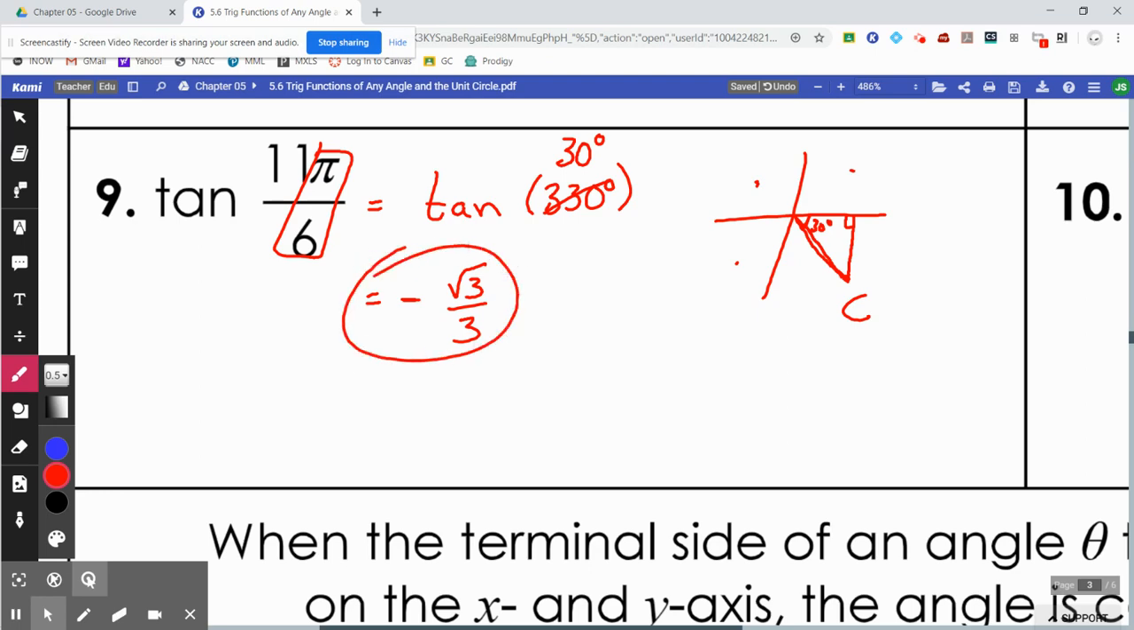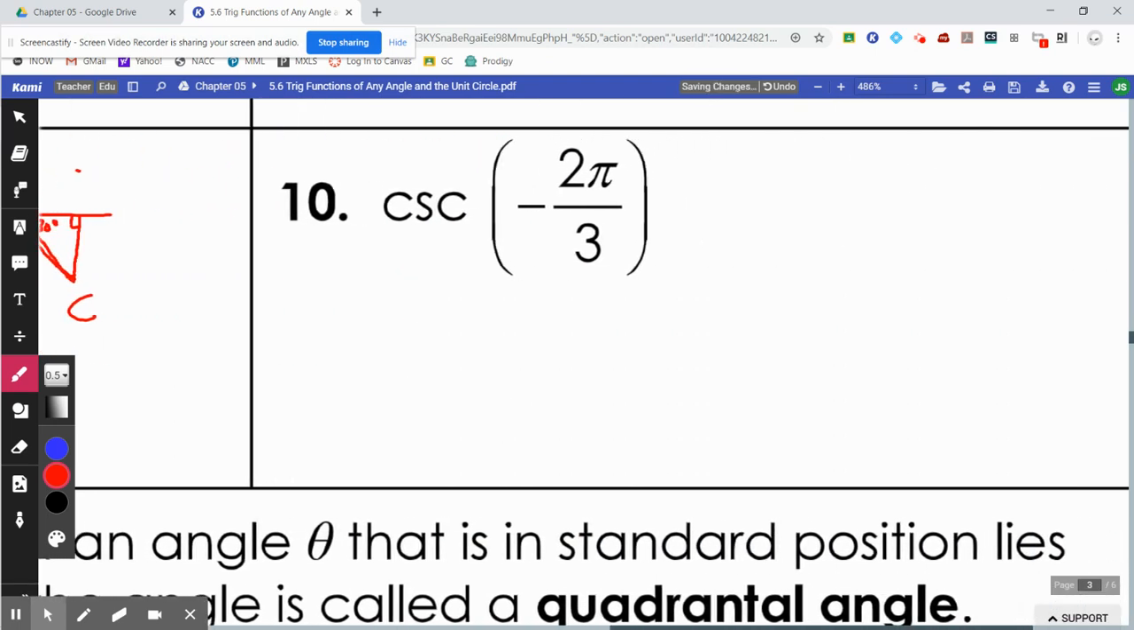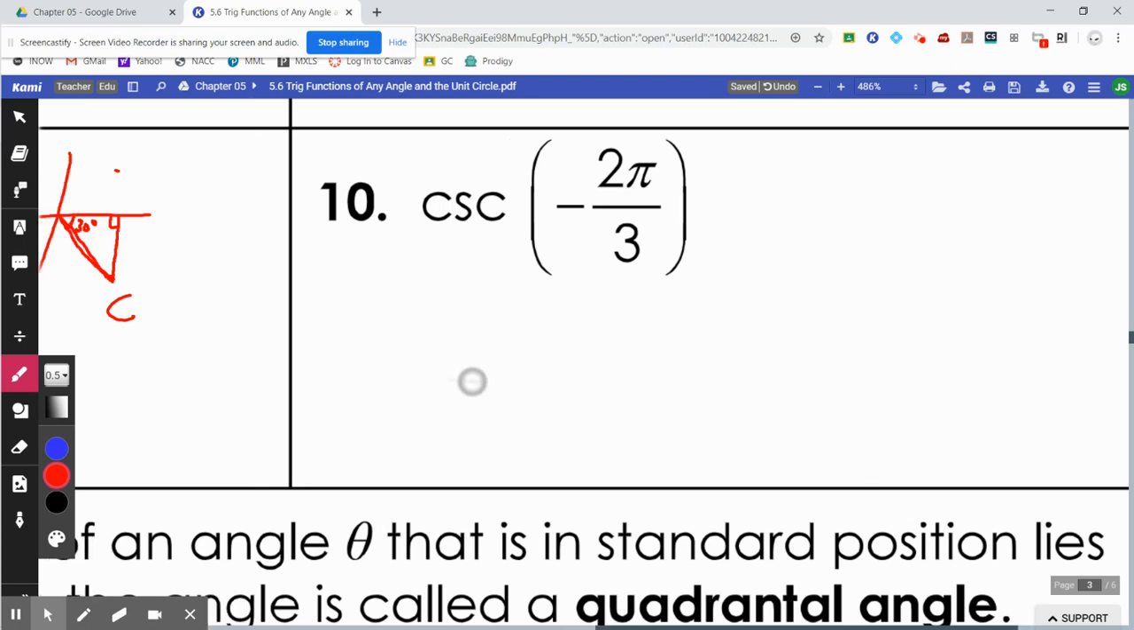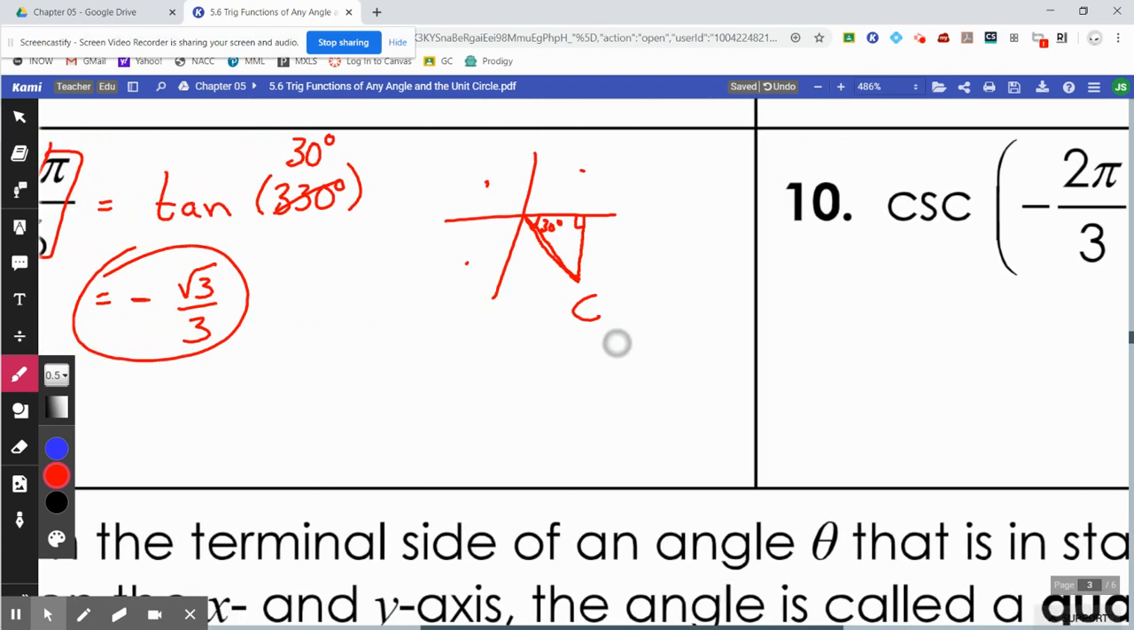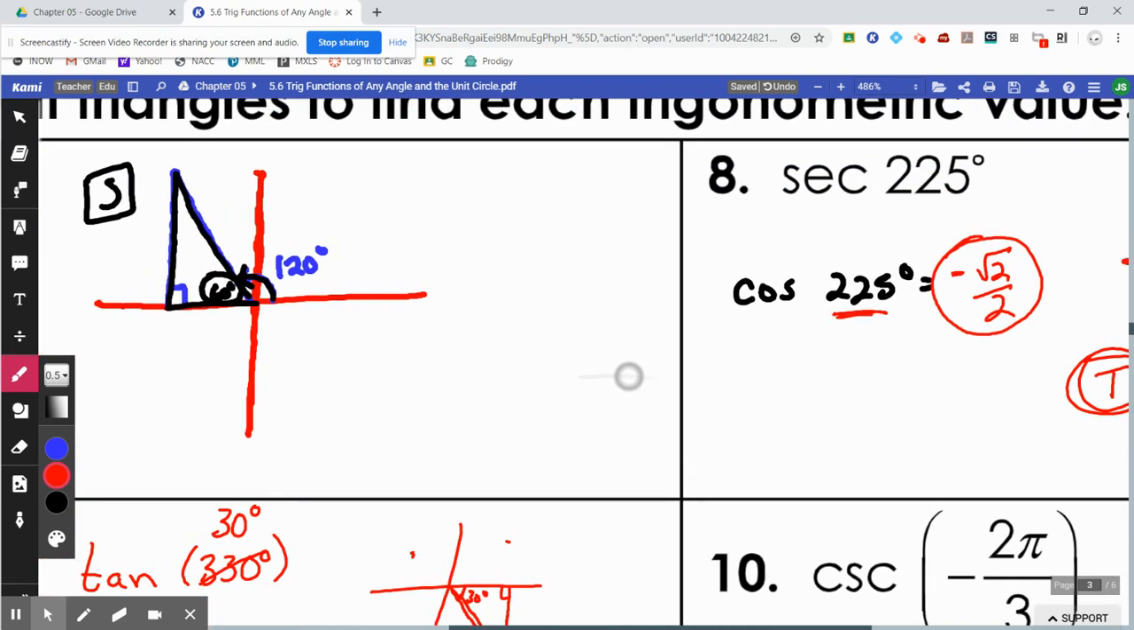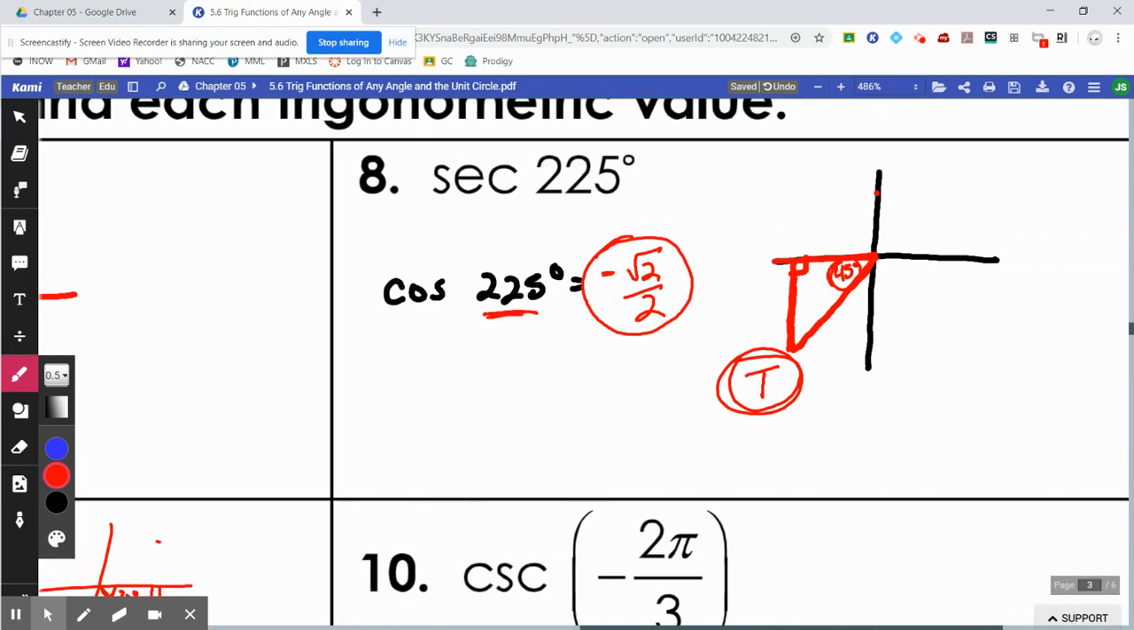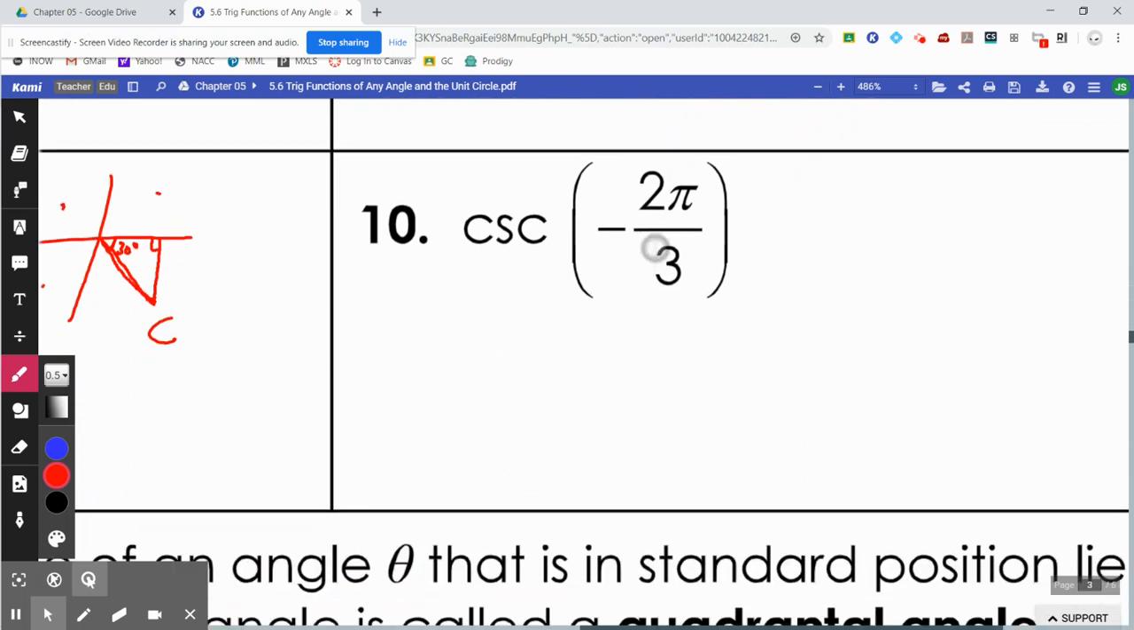The tangent of 30 degrees, again, you can look back at your chart, is root 3 over 3. And number 10, cosecant of negative 2 pi over 3. Instead, let's find the sine, and let's go back just a second. Up here, we were actually supposed to find the secant of 225. We found the cosine of 225, so the secant should have been the reciprocal of that, negative 2 over root 2. Once you rationalize that by multiplying top and bottom by root 2, that gives you negative root 2. I forgot to flip-flop that, and this problem reminded me of that.